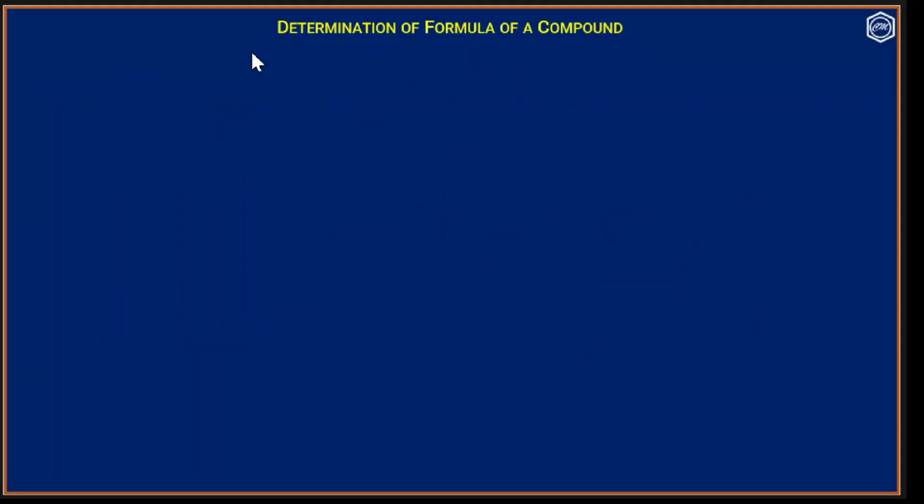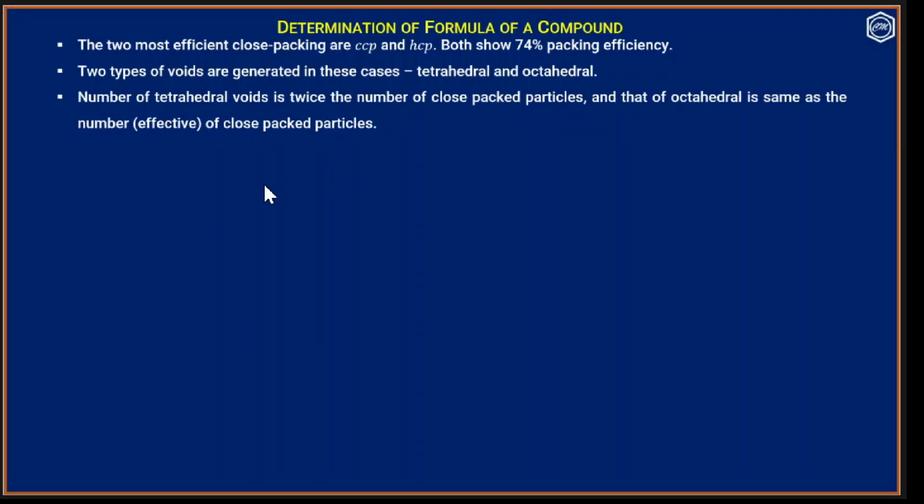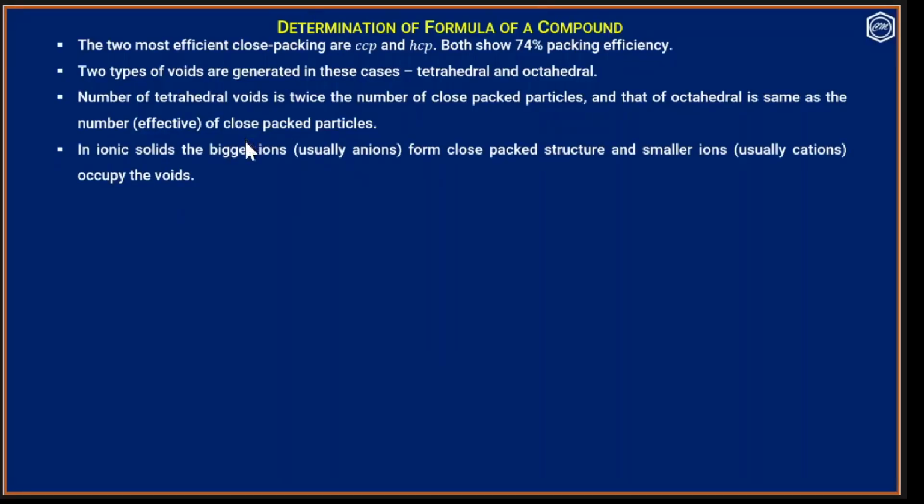Determination of formula of a compound. Now we know the two most efficient close packings are CCP and HCP. Both show 74% packing efficiency. And this generates two types of voids. These are the tetrahedral voids and the octahedral voids. The number of tetrahedral voids is twice the number of close packed particles, and that of octahedral is the same as the number of close packed particles, that is, the effective number of close packed particles.